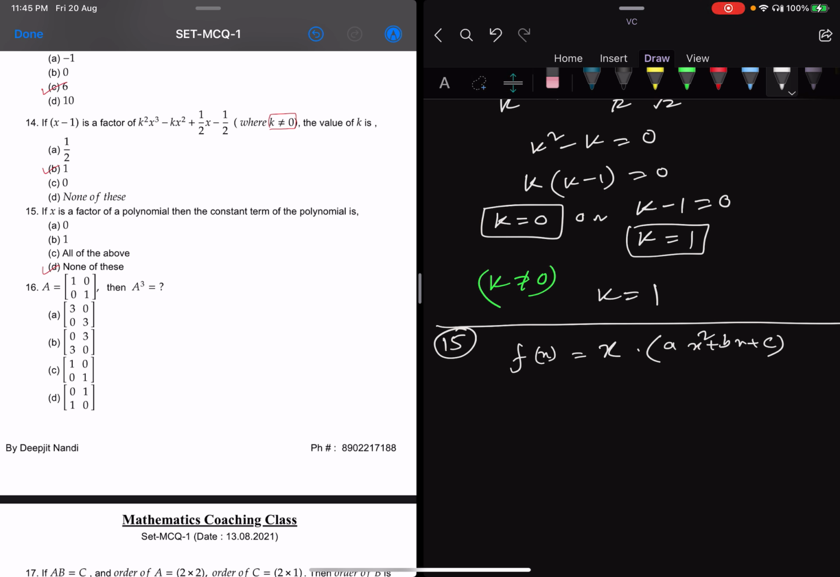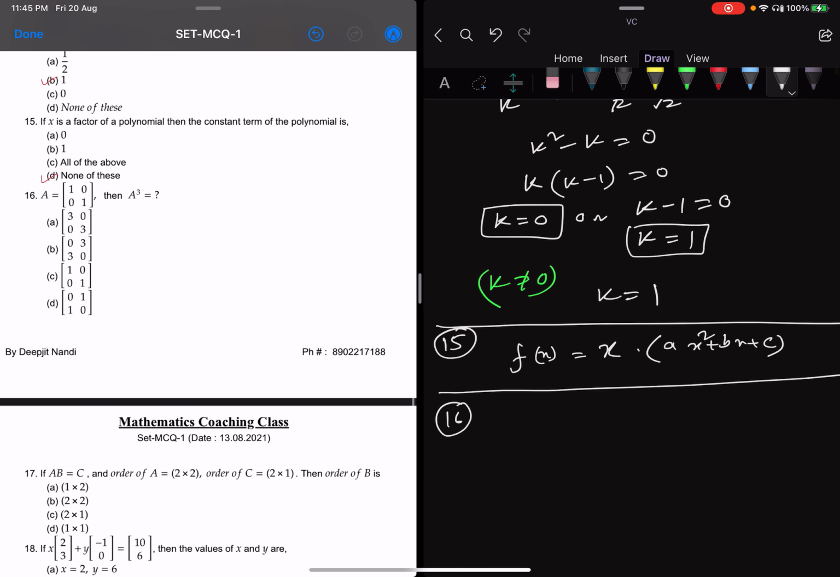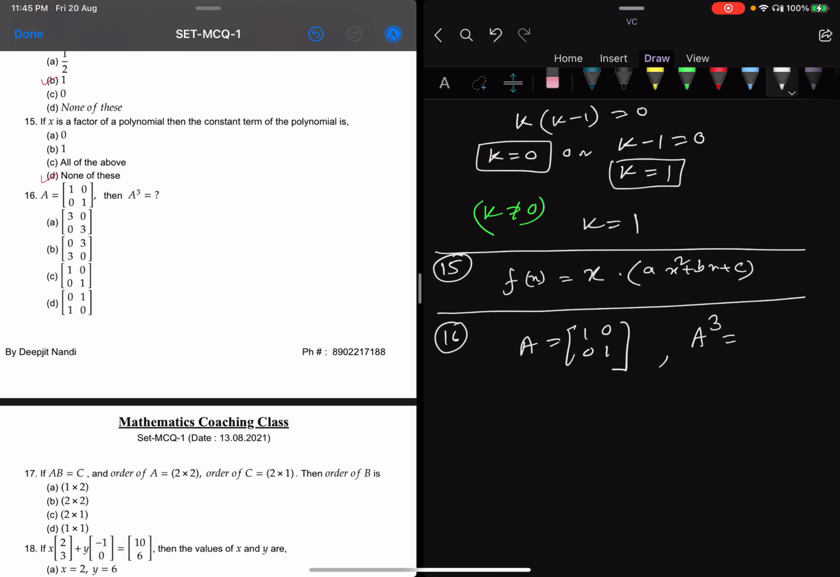Now for question number 16. For question number 16, it is given that A equals the matrix [1 0; 0 1] and you have to find A cube. Now it is a very easy question. It is an identity matrix. A property of an identity matrix is that it is similar to the number 1 in our number system. Now if you multiply 1 with 1, what will we get? You will get 1, right? This is like 1 in the matrix system.